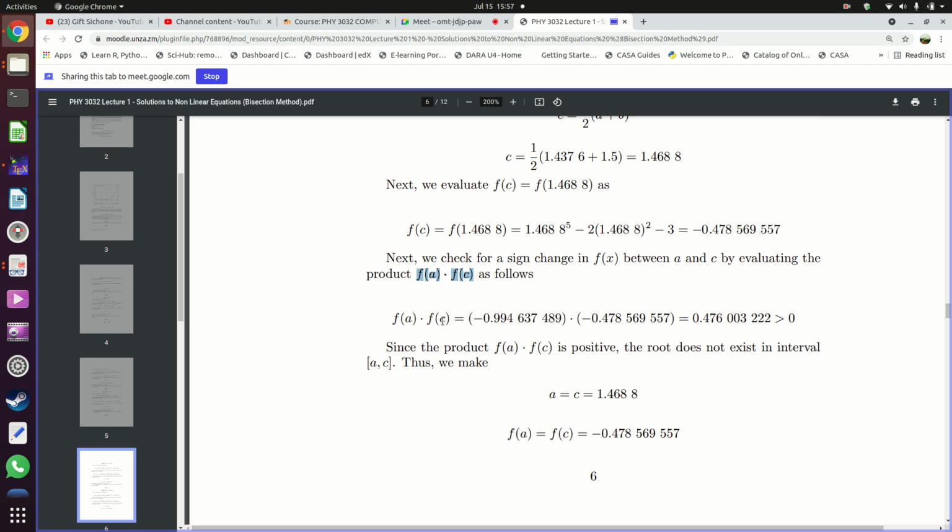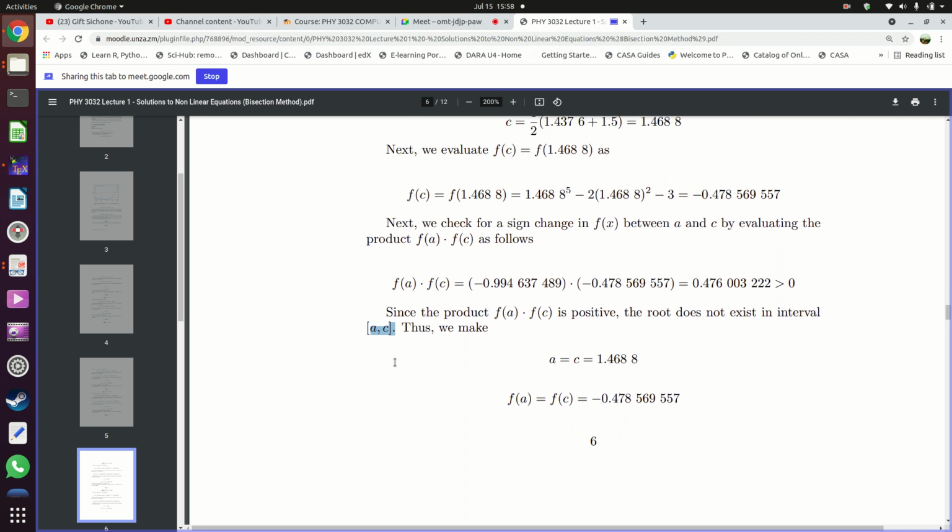So we work out f of a times f of c. That's the value of the function at a, which is negative, multiplied by the value of the function at c, which is also negative. A negative times a negative gives a positive, which is greater than 0. So when the product f of a times f of c is greater than 0, it tells you there is no solution to this function between a and c.